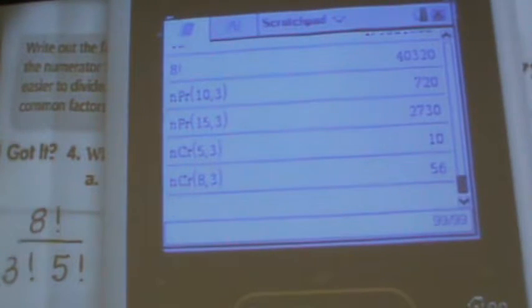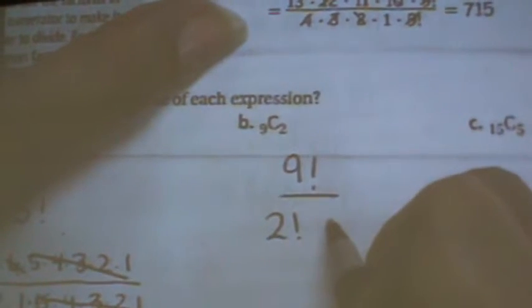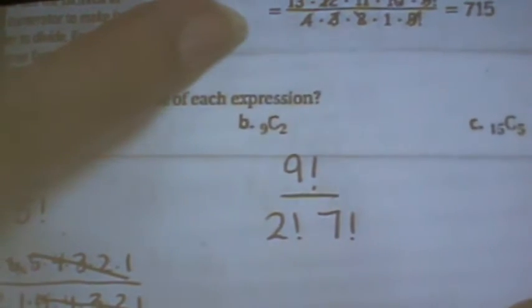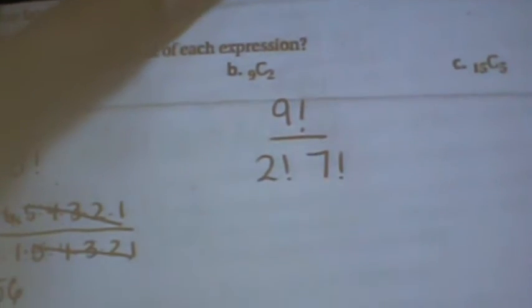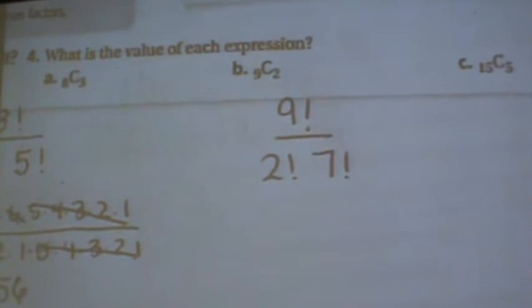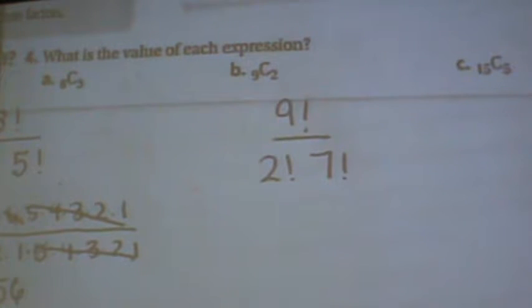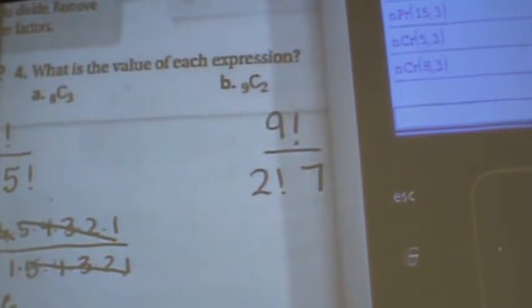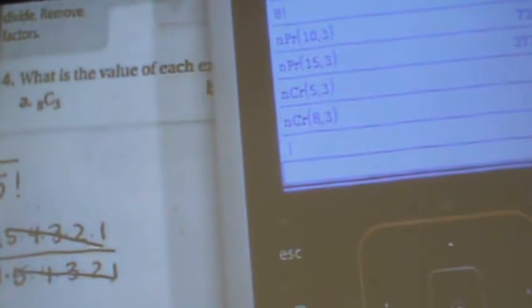How about the next one? 9 items taken 2 at a time. So it'd be 9 factorial over 2 factorial times 7 factorial. What'd you get out of this answer? Anybody? 36. 36 is correct. Now, there's another way you could do this problem I want to show you.